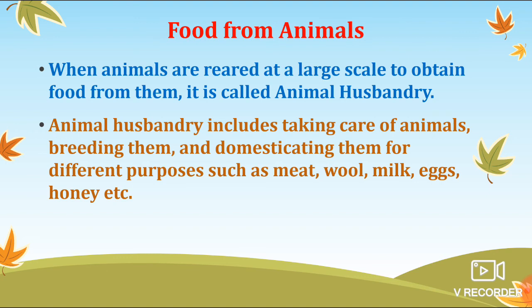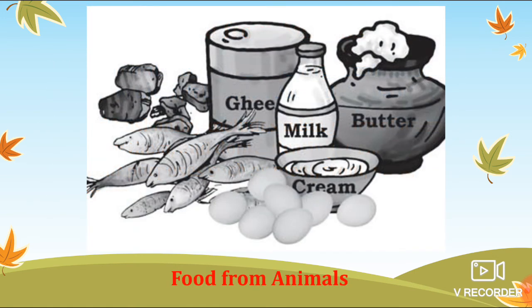It goes with everything. Suppose we are going to rear a goat for meat, so we need to rear the goat which provides a large quantity of meat or a large quantity of milk. That's why breeding is very important. We need to keep a good breed, so that the production will increase. These are the things that we commonly get from animals, like ghee, milk, butter, cream, eggs, fish, meat. All these things we are getting from animals.